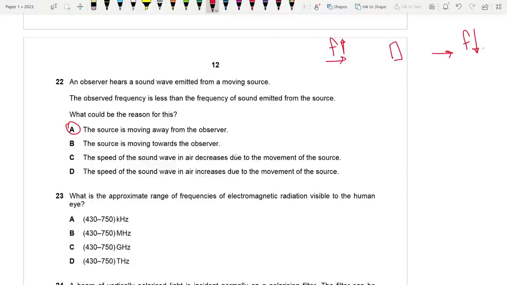There is another case where this might occur. It might be when the source is moving towards the observer but decelerating. That's also another scenario. Okay.